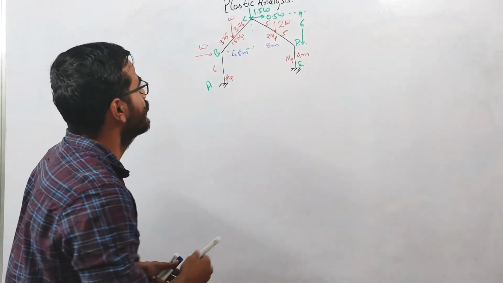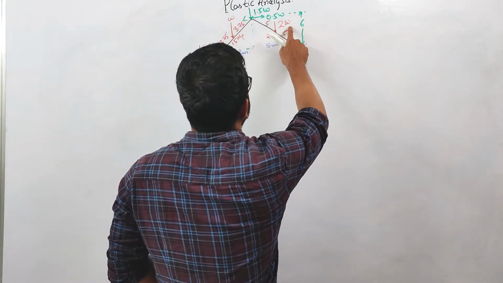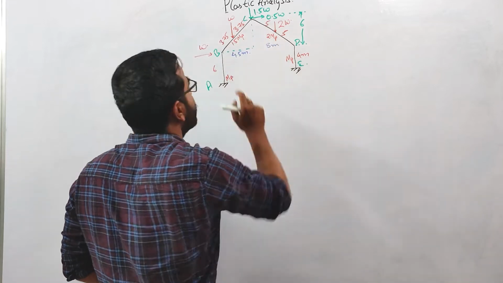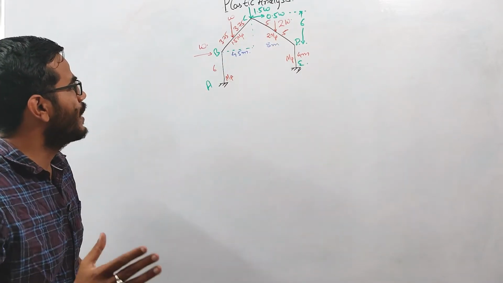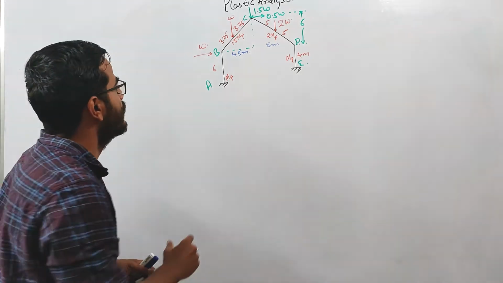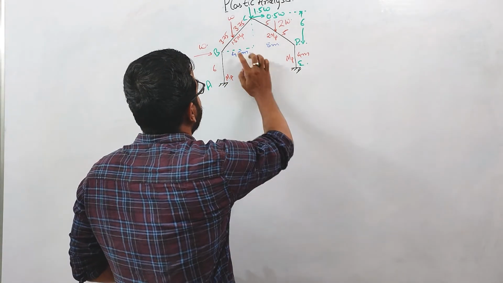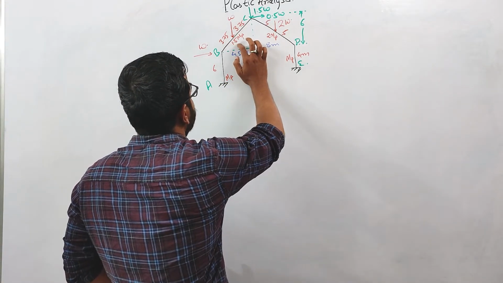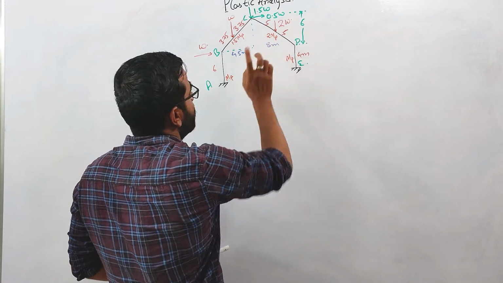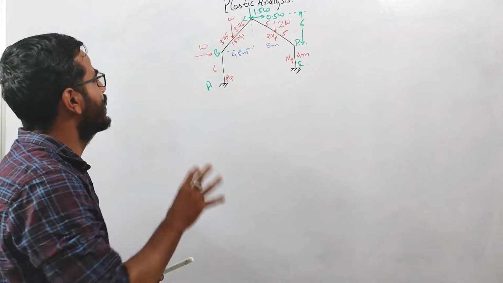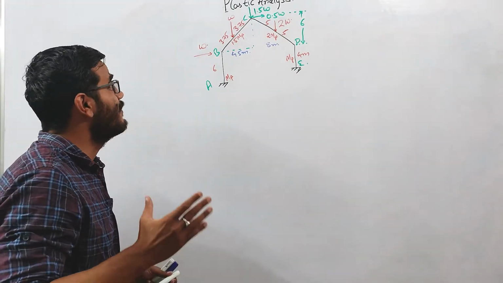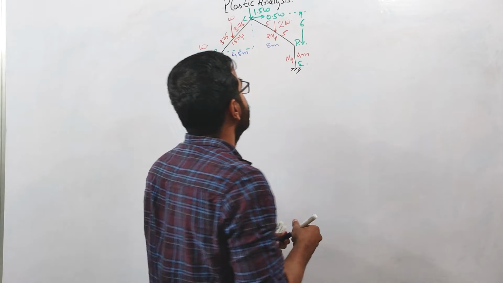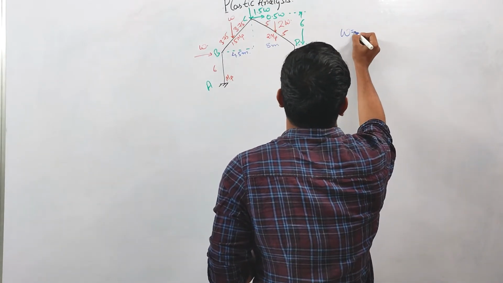There is also a load of magnitude 2W acting on this member CD, right? And you can see that the plastic moment capacity of the columns is MP. For this member, the plastic moment capacity is 1.5 MP, and for this member, the plastic moment capacity is 2 MP, right? All the dimensions are given. So basically, we need to calculate the value of W at the collapse.